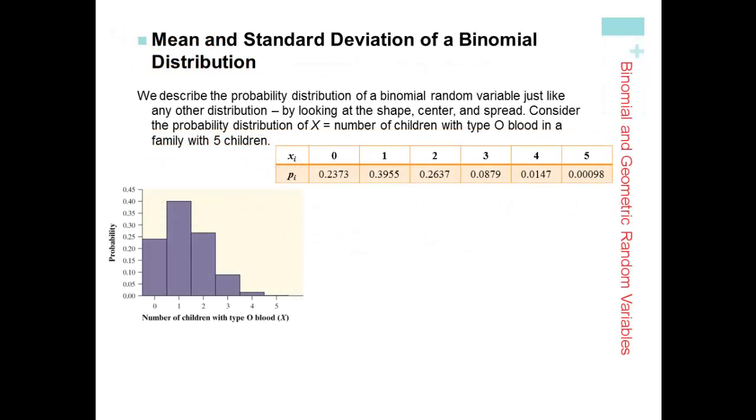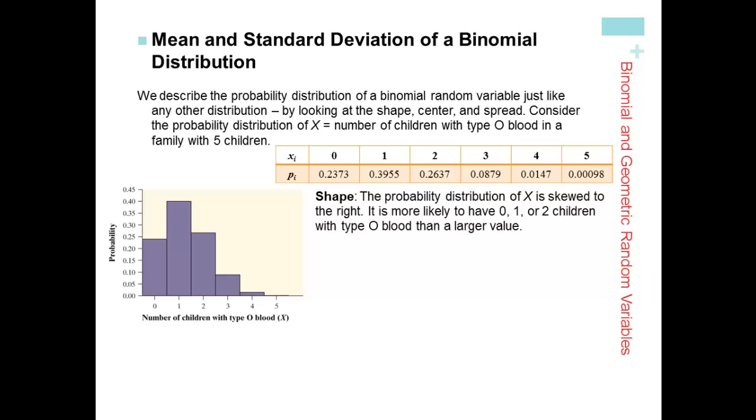We describe the probability distribution of a random variable just like any other distribution by looking at the shape, center, and spread. Consider the probability distribution of x, the number of children with type O blood in a family of 5 children. Remember from yesterday, the probability of having a type O child is 0.25. The probability distribution of x is skewed to the right. It is more likely to have 0, 1, or 2 children with type O blood than any larger value. The center, the median number of children with type O blood, is 1.